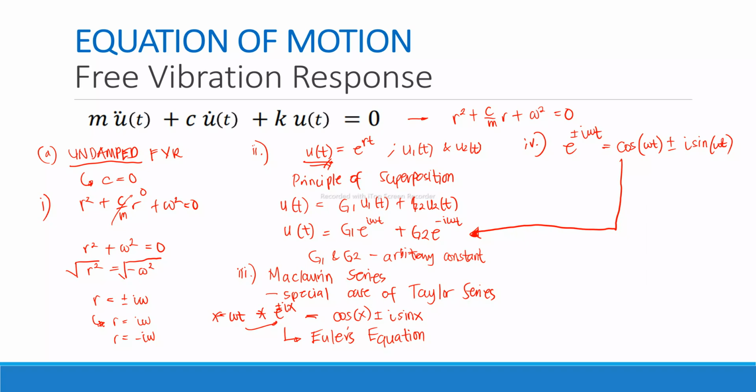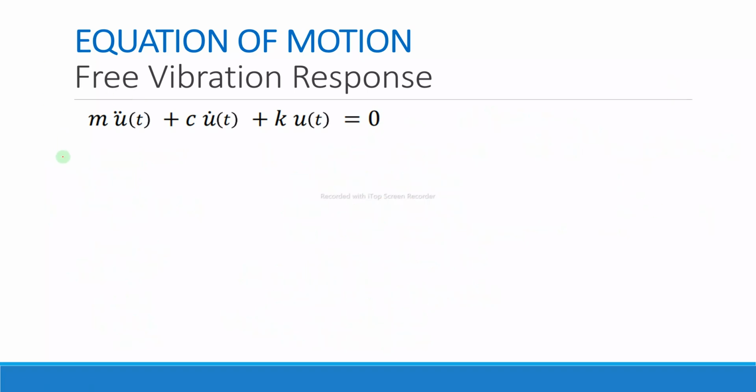Okay, so let's proceed now with our solution. Let's apply Euler's equation to get the general solution. We have e to the positive or negative I omega t is equal to cosine omega t plus or minus I sine omega t. And then we have our general solution u of t is equal to g1 e to the I omega t plus g2 e to the negative I omega t.